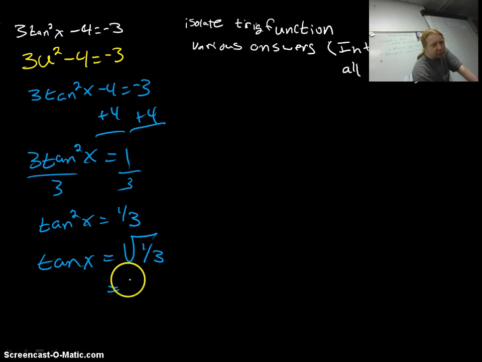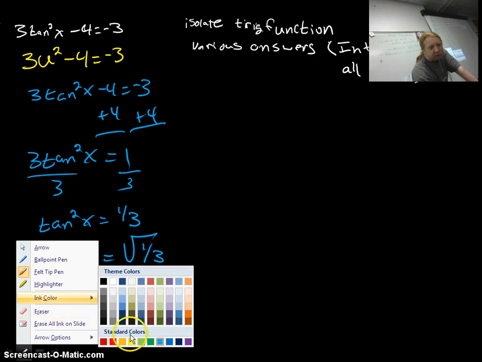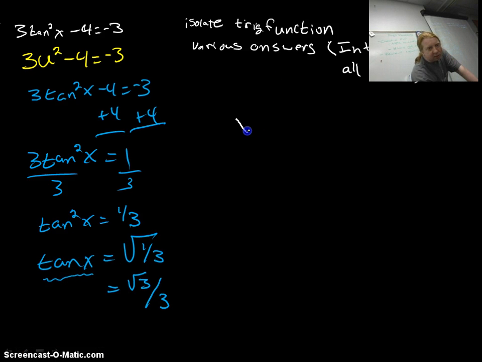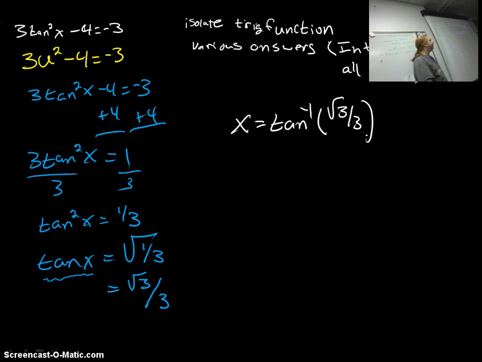A better way to write that would be square root of 3 divided by 3, because that's what we're looking at. Now, if tangent of x equals that, that means x is the inverse tangent of root 3/3. And here's where the various answers come into play.